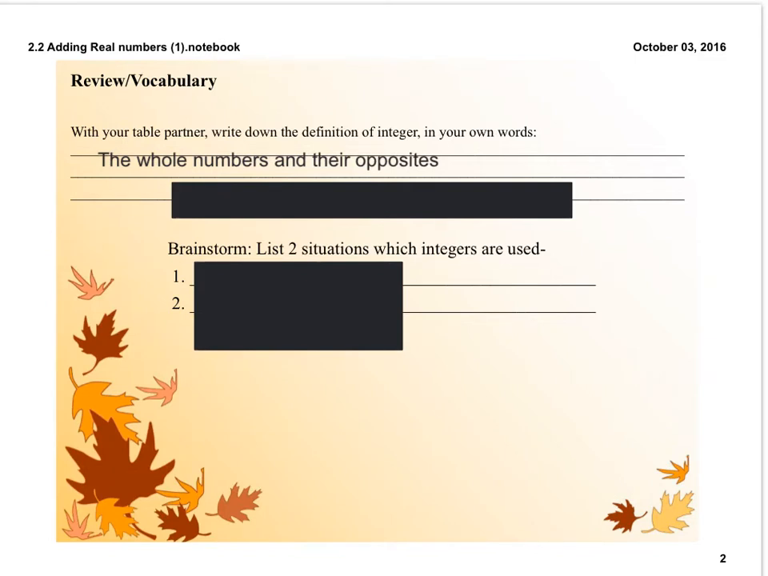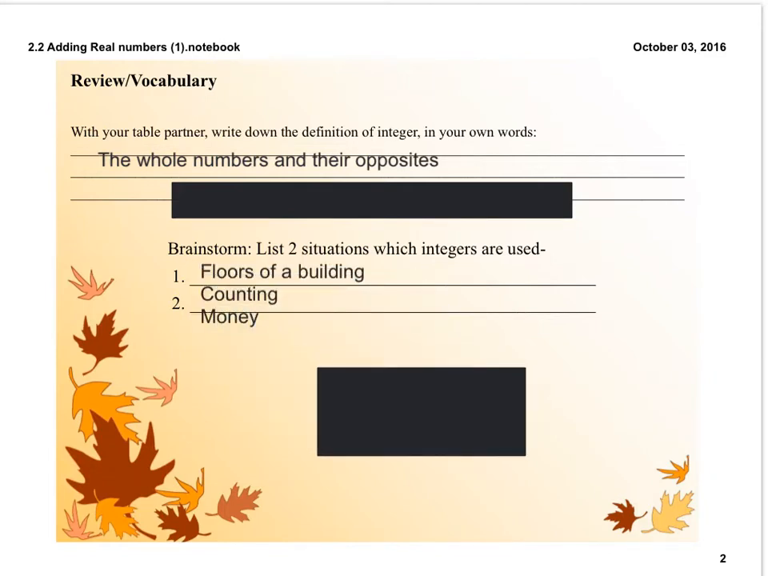And then also please write down where in this great world of ours you use integers. There's a whole bunch of different things you could have written. Three that I came up with were floors on a building, like second floor, third floor, basement; counting, when you count things; and when you deal with money. These are all things that we use integers for. You might have written down any number of other things, and that's great.